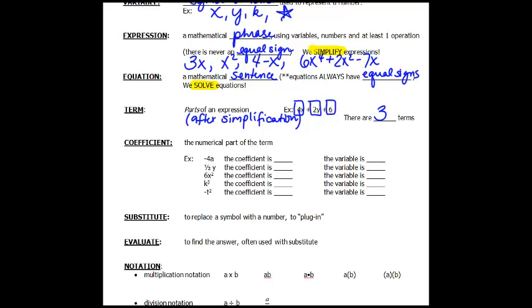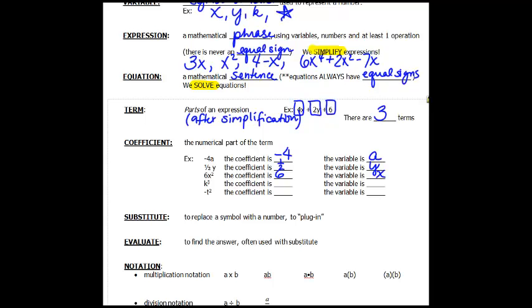So for -4a, my variable is a and my coefficient is -4. For 1/2 y, my variable is y and my coefficient is 1/2. 6x squared, the coefficient. Now this has 2 numerical parts, but the coefficient is 6. The power is 2. The variable is x.